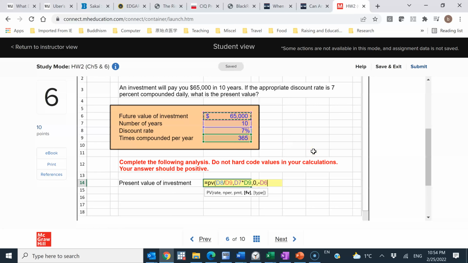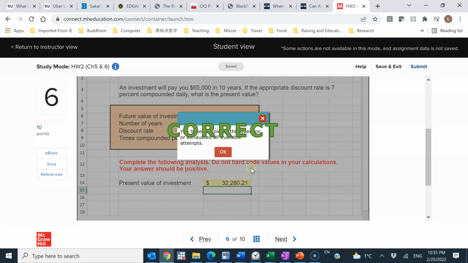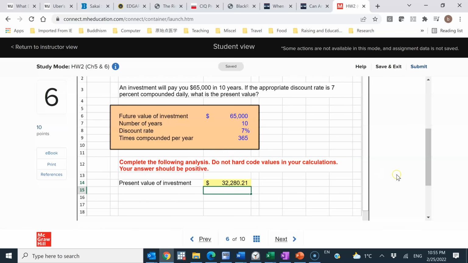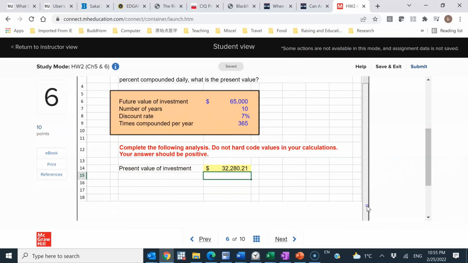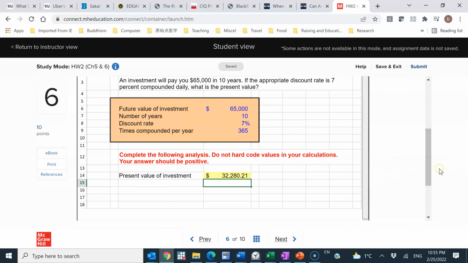But notice here, I followed this requirement, do not hard code values in your calculations. I used all the cell reference rather than directly coding the numbers. So once I close this, you see I got the correct answer for this question. Okay, so that's basically how this question can be solved.